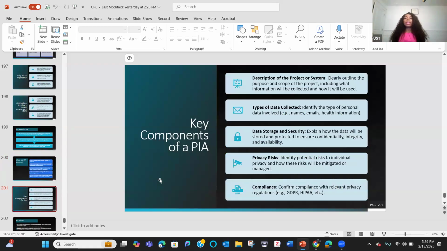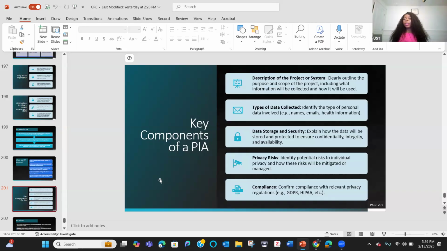Key components of a PIA. First, description of the project or system. Clearly outline the purpose and scope of the project, including what information will be collected and how it will be used, right? So we even touched on this in our PTA. Yes, you've got to tell us what kind of information you are collecting and how you're going to use that information. Types of data collected: identify the type of personal data involved. For example, is it your name? Is it your email address, health information, or whatever? You need to be able to determine that.